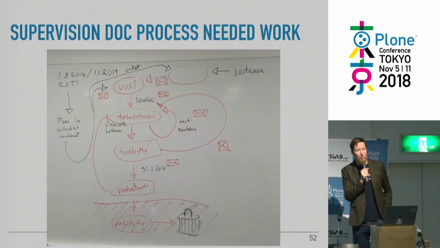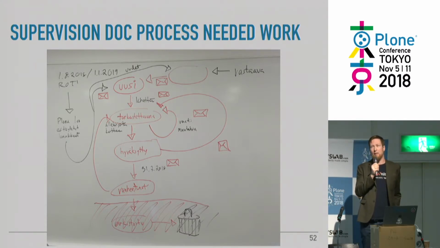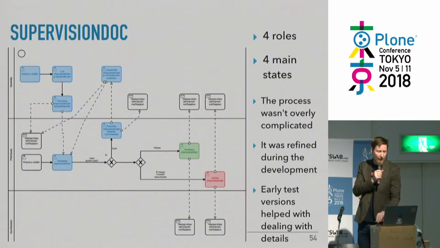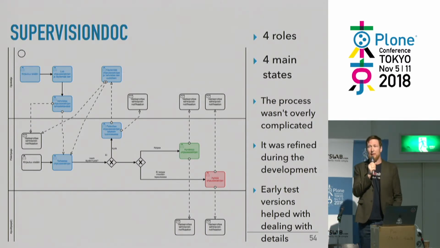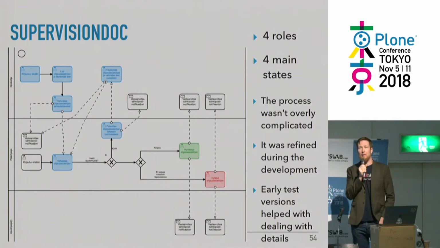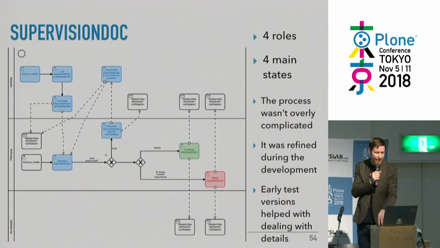And when we went through the process, it wasn't ready in February when we started. We iterated on it a couple of times with the client, and finally came up with a process that has 4 main roles and 4 main states. And the way we did it, we did it with Plone. We create a preview site and show that to the customers in the early stages, so it's easier for them to comment and to think the whole process through.